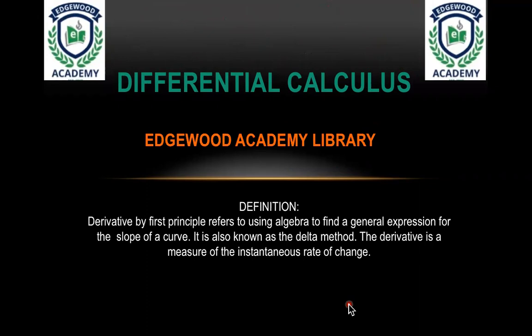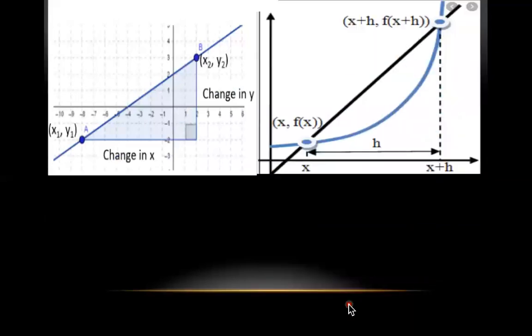Derivative by first principles refers to using algebra to find a general expression for the slope of a curve. It is also known as the delta method. The derivative is a measure of the instantaneous rate of change. Now look at the graphs here.